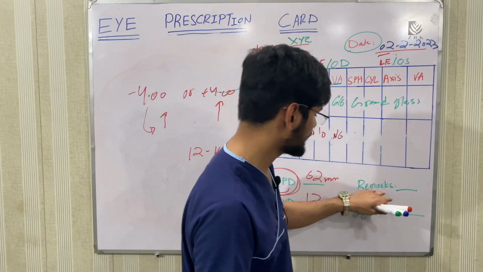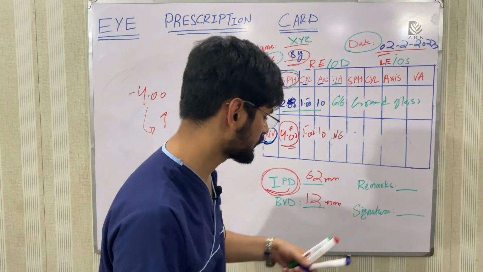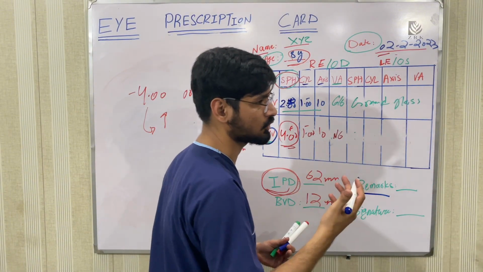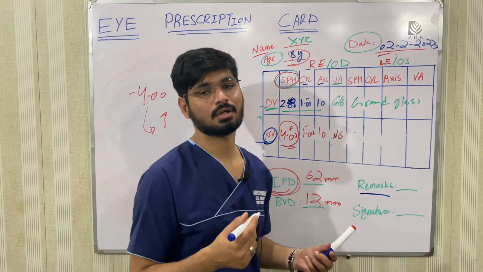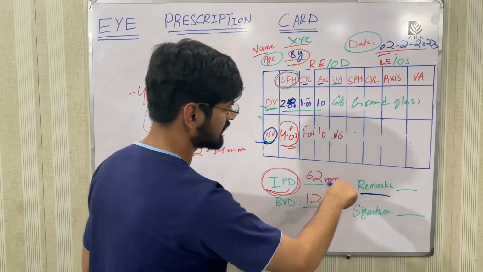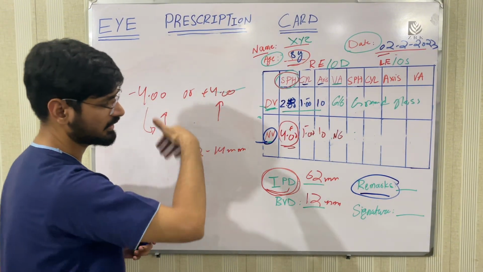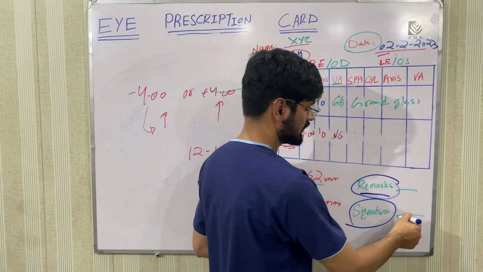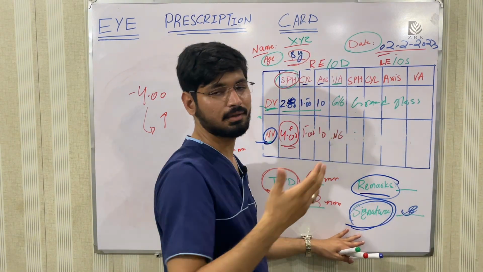The next word is remarks. Remarks is totally up to you. For example, you may want to mention that the patient is myopic, the patient is hypermetropic, or something else, or you may want to tell your patient to continue the same glasses. After it, here you can see a signature option where you can sign to tell others this is the card written by you.